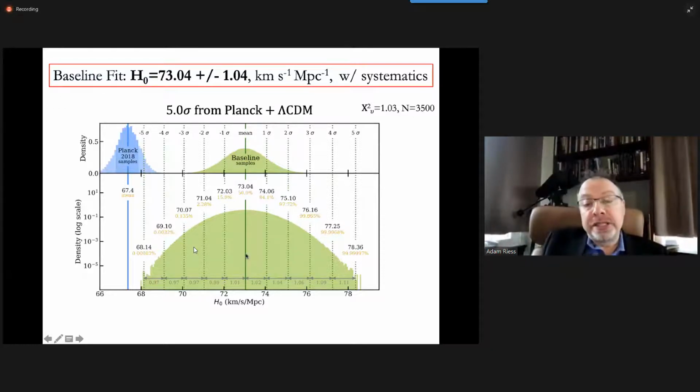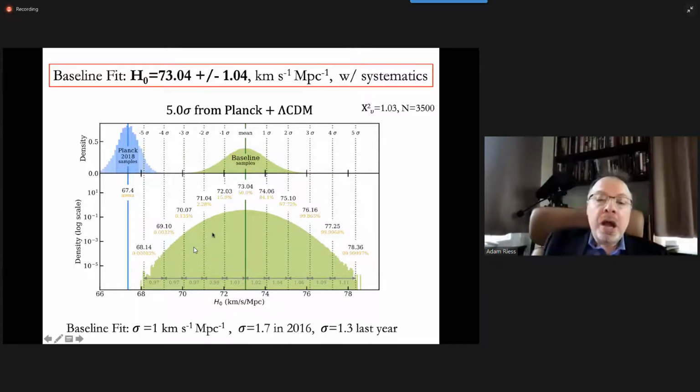One thing that you might notice is the uncertainty in the low H naught direction is smaller than in the high H naught direction. It actually drops below 1 here. That's just simply because our measurement is natural in the log of the Hubble constant, or 5 log H naught. So therefore, it becomes smaller in this direction. Our baseline fit gives 1 kilometer per second uncertainty. Compare this to in 2016, it was at 1.7. And in just last year after Gaia, it was 1.3.